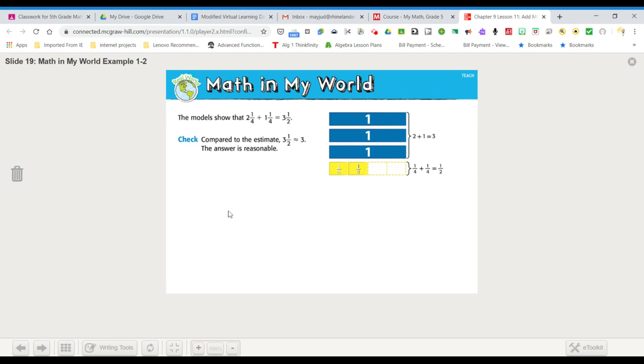Here is how you can do this with modeling. We've got 2 and 1/4. Here's 2 wholes. That comes from here. And the third whole is from that second mixed number. That's where we end up with 3. And then here's a modeling of 1/4 plus 1/4. And you can see that that is half of that rectangle that's shaded in.